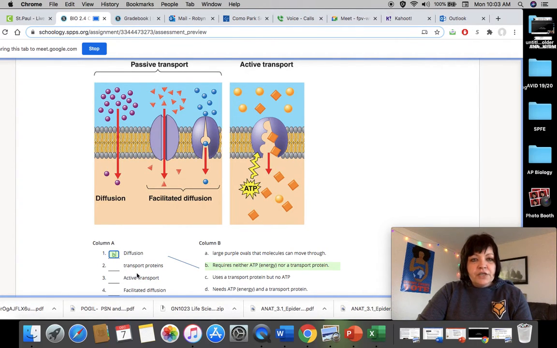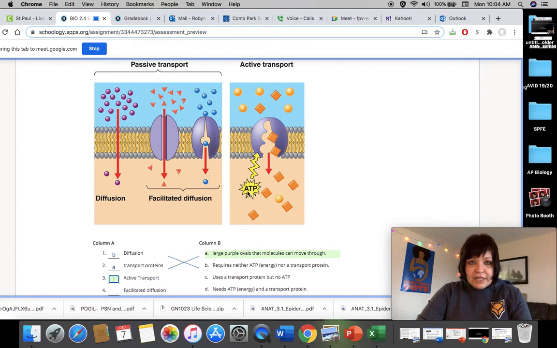Okay, the second one is transport proteins. So that one I was going for large purple ovals that molecules can move through. Obviously, they're not large in real life, they're really small. But in the diagram, it's showing molecules moving through these purple ovals through the membrane because they can't just diffuse. They can't go by diffusion. They need a channel. So that one is going to be molecules move through. That's A.